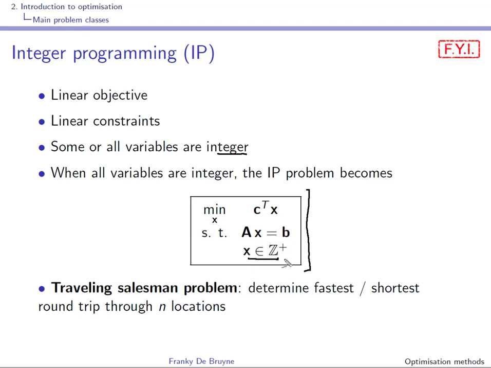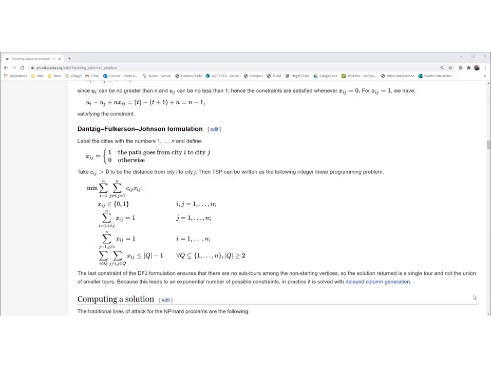One example of such a problem is the famous traveling salesman problem to determine the fastest or shortest round trip through n locations. Let us have a look at this traveling salesman problem, problème du voyageur de commerce, in Wikipedia.